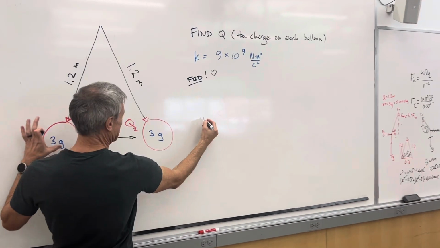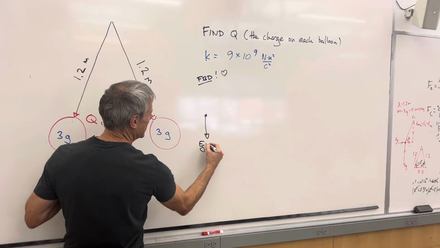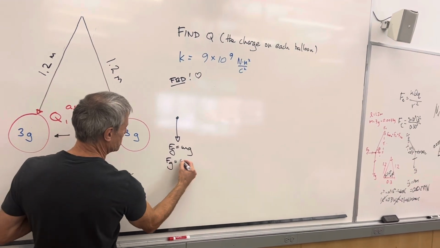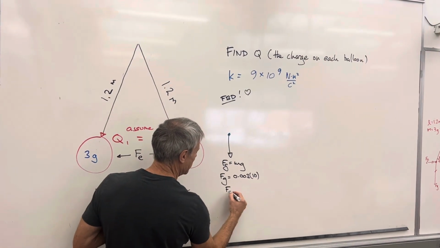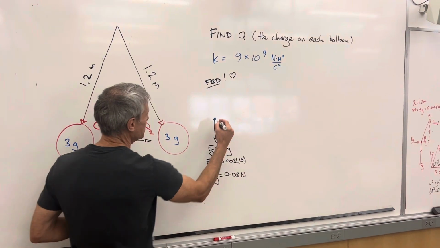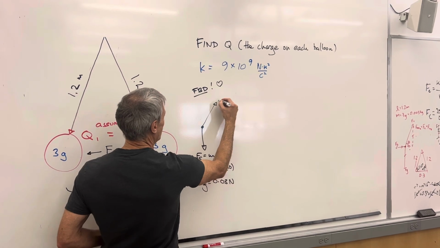So I'm going to do the left balloon over here. It's got gravity acting on it, equal to mg. We know the mass is 3 grams, 0.003 kilograms, times 10. So the force of gravity acting is 0.03 newtons. Not very much. We then have tension from the string, which is holding the balloon up.